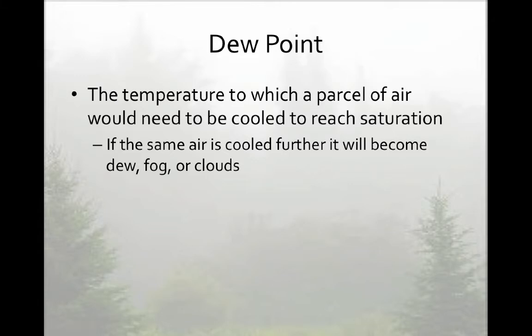Dew point, the next thing we're going to talk about, is the temperature to which a parcel of air would need to be cooled to reach saturation. Again, this saturation is when we have 100% relative humidity. So our air can hold no more water vapor. So we're getting an equilibrium between water vapor evaporating and going back to the surface. If the air is cooled any further past the dew point, it's going to become dew, fog, or clouds.